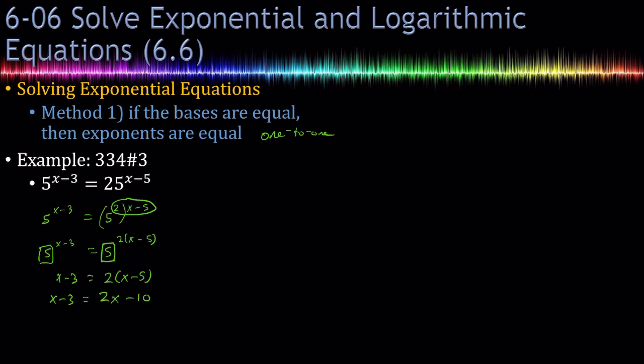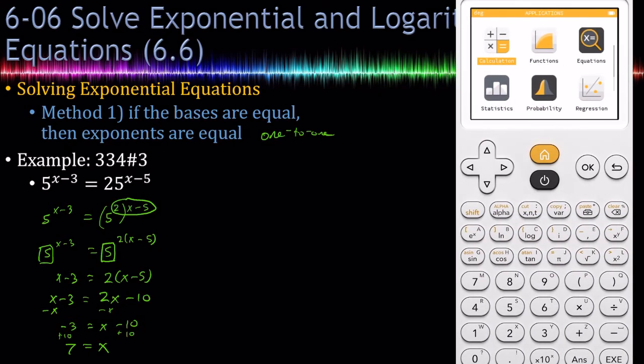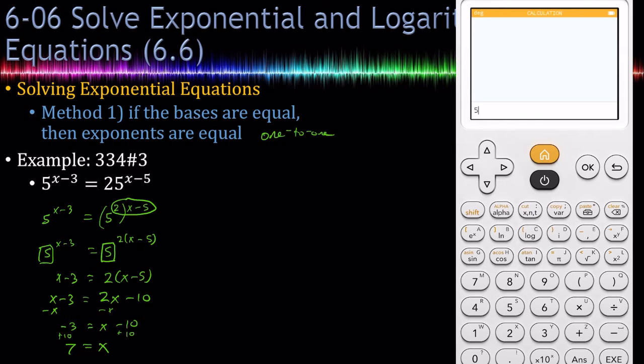Distribute. Combine like terms. And finish solving. So it looks like 7 is x. Which of course we should check by plugging it back in. If we plug in a 7, we'll have 5 raised to the 7 minus 3 and 25 raised to the 7 minus 5. And you can see both sides give us 625. So that is our solution.